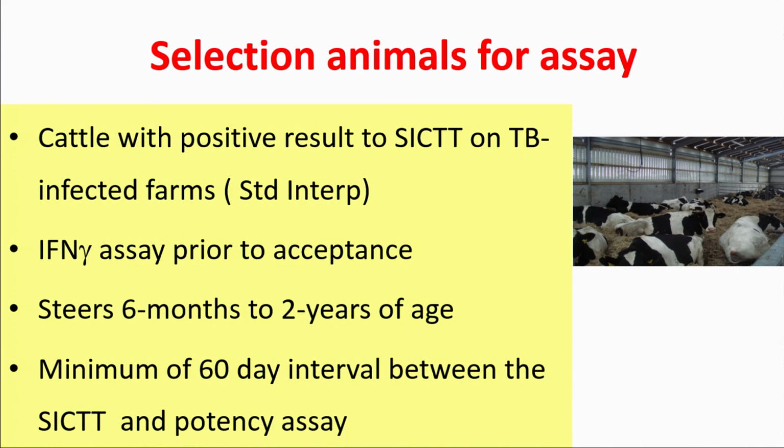We pick steers from 6 months to 2 years old, purely because they're easier to manage from dairy herds. They're quiet, they've got nice big necks, they've got nice thin skin, and they don't get too fat too quickly. We don't choose bulls because their skins are thick and they're hard to test and they're fractious. We have a minimum period then of 60-day intervals, either between assays or between previous skin tests in the field.